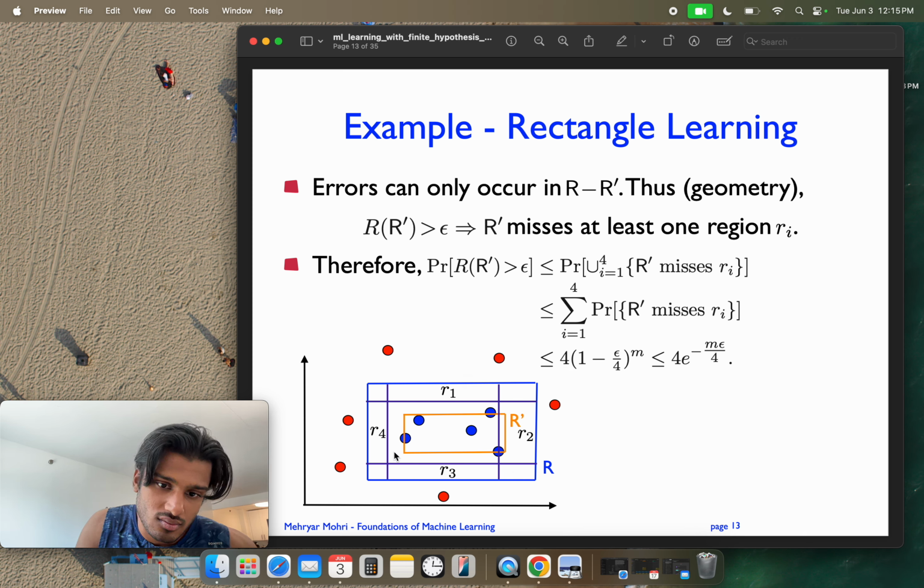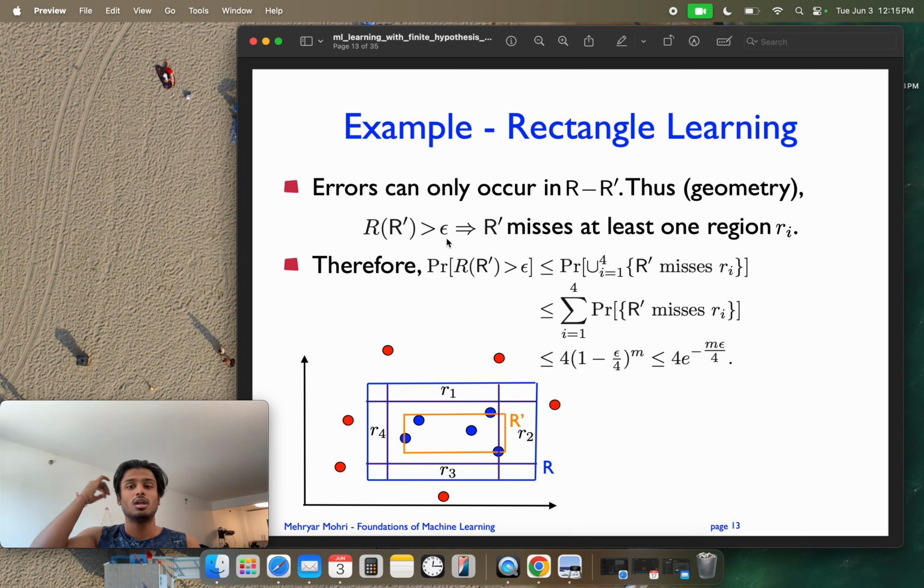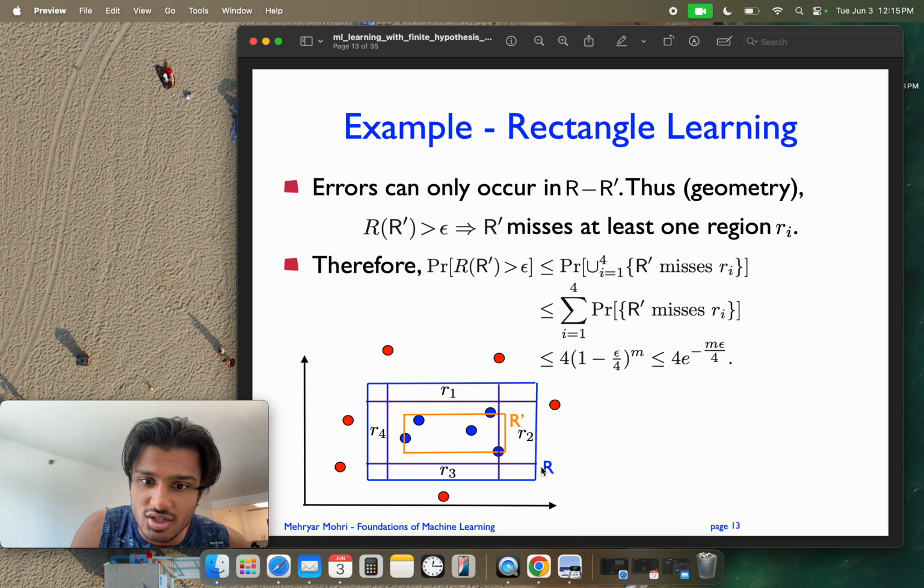So now, what is the probability that the risk of R prime is greater than epsilon? The probability that the risk of R prime is greater than epsilon is that, it can only happen if R prime misses at least one region. Because if R prime did not miss any region, then the sum of the regions are epsilon by 4, less than epsilon by 4 in fact.